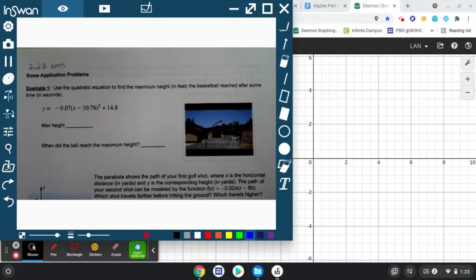Welcome class, this is a continuation of lesson 2.2b. So we're going to do some similar questions but in forms of word problems. So here are some application problems with quadratics.